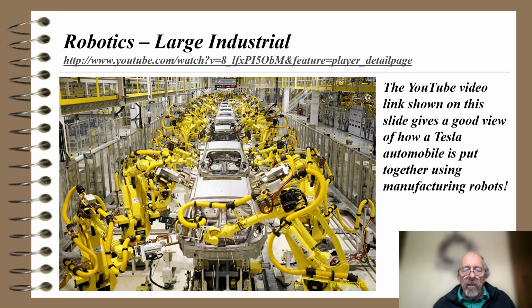This one is an interesting one. You can find this on YouTube video. The link shown on this slide gives a good view of how a Tesla automobile is put together using manufacturing robots. And you can see actually there's an assembly line there with lots of robots that they can put this thing together.